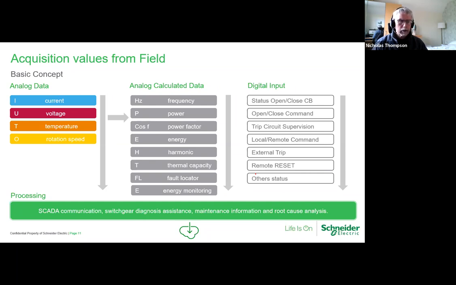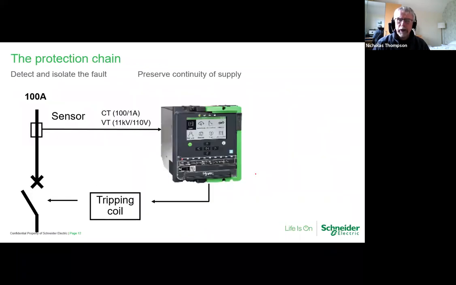All that information is going to be readily available in the modern protection relays, which are now on the market. But more on that in a minute. So what's the concept of this protection chain inside the cubicle? Now, the difference with high voltage and low voltage is where the protection is based. With low voltage, generally we'll find the protection forms part of, and is embedded within, the circuit breaker.